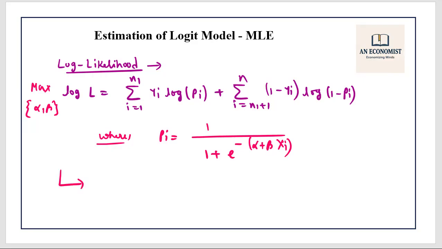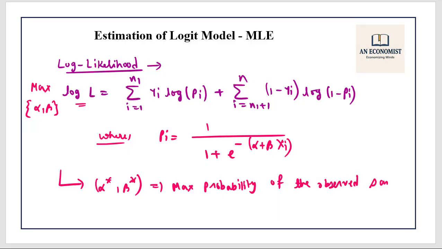Once you have the data set with you and you maximize this, you will get alpha star, beta star. Alpha star, beta star will be the values of alpha and beta that maximize this log likelihood function. So this alpha star, beta star maximizes the probability of the observed sample. This is how you find the estimated values. These are basically the MLE estimates of the slope parameter and the intercept parameter in the context of the Logit model.